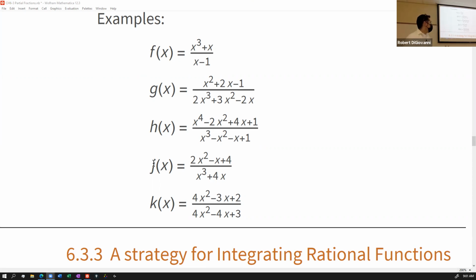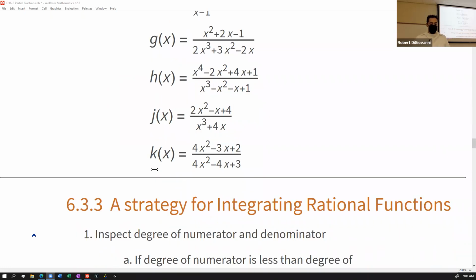And so in pre-cal or the end of college algebra, at some point you should have done the partial fraction decomposition. We'll review that, but here's the general strategy.